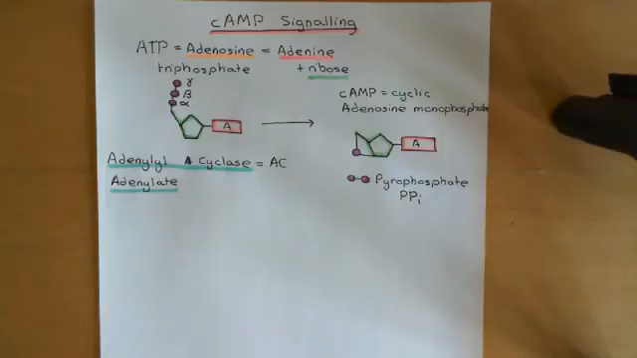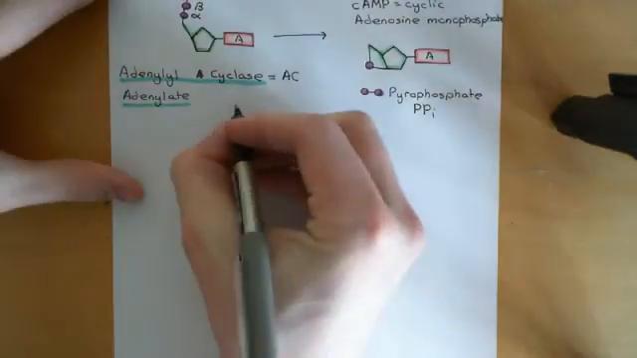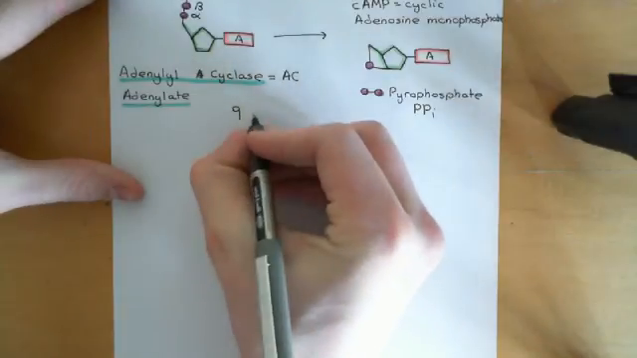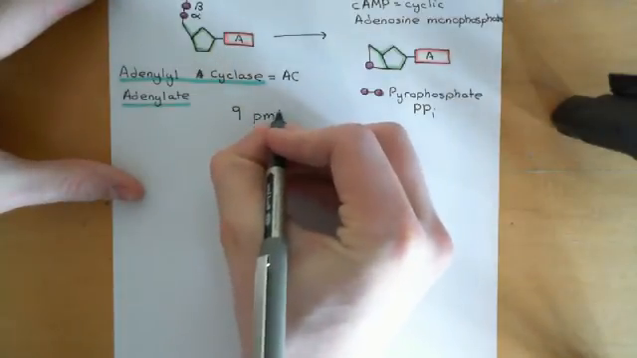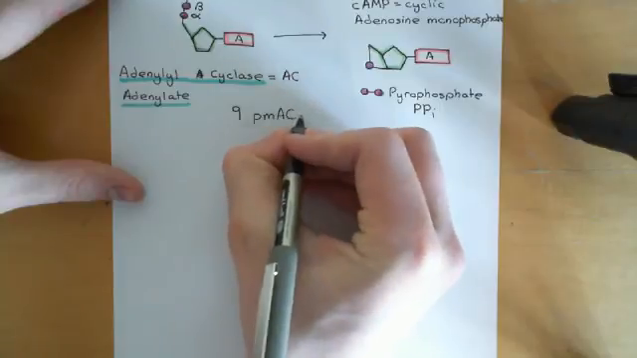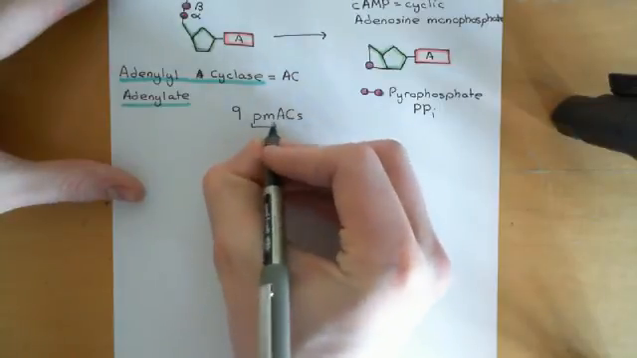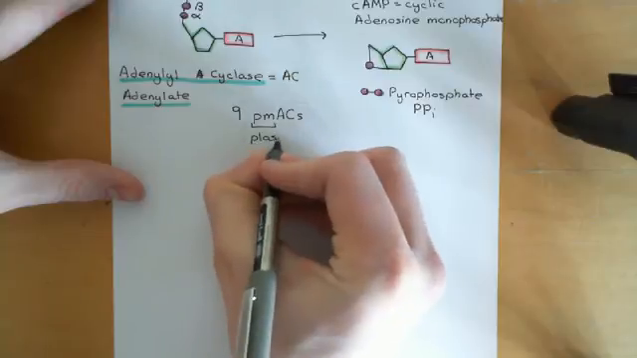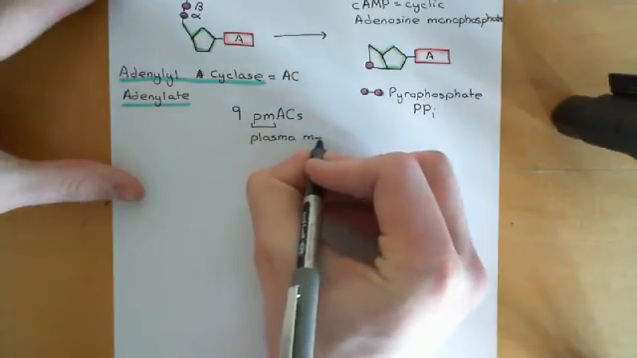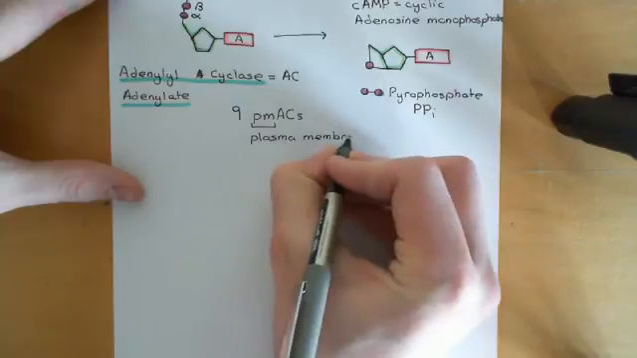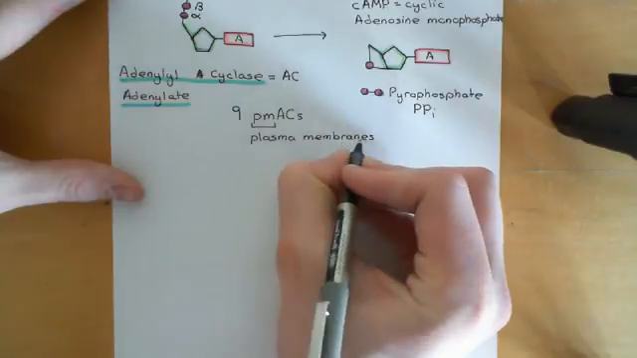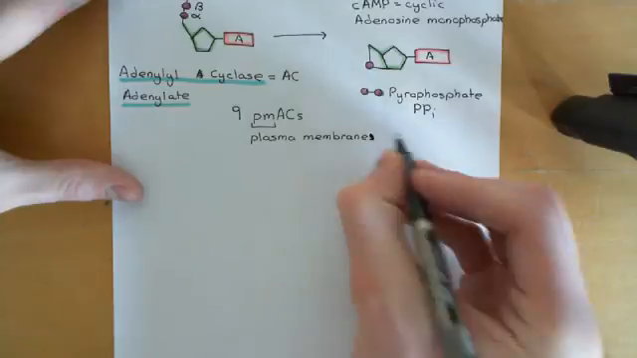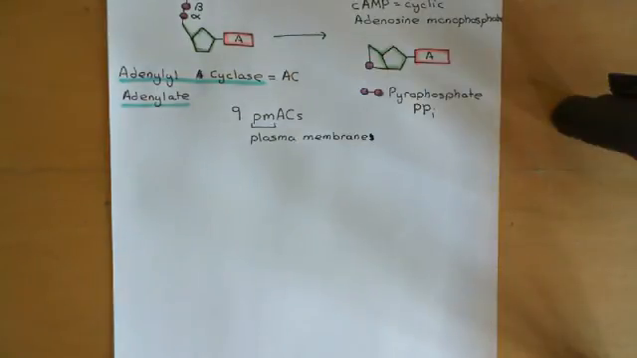So in humans, there are 10 adenylyl cyclase enzymes. Now, 9 of these are what are known as plasma membrane adenylyl cyclases, abbreviated as PMACs occasionally. What this stands for is plasma membrane adenylyl cyclases. These 9 adenylyl cyclases are integral membrane proteins within the plasma membrane, attached into the plasma membrane of the cell.